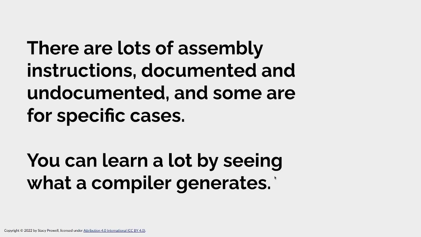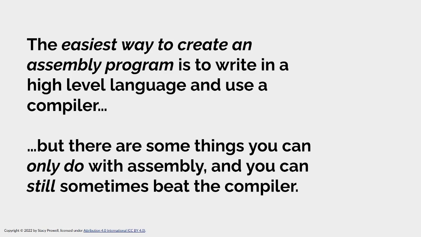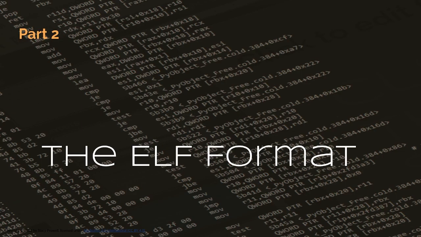There are a lot of assembly instructions, documented and undocumented, some for specific cases, and you can learn a lot by seeing what a compiler generates. And the easiest way to create an assembly program is to write it in a high-level language and use a compiler. That's still the easiest way to do it. But there are some things you can only do in assembly, and you can sometimes still beat the compiler. Sometimes. Compilers are pretty smart. A lot of smart people building them, but sometimes you can get ahead of them.